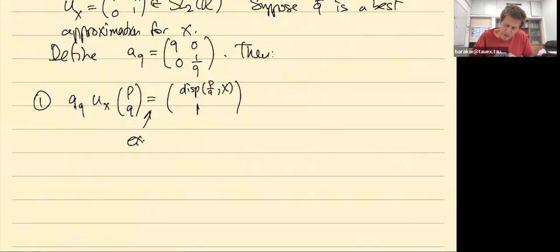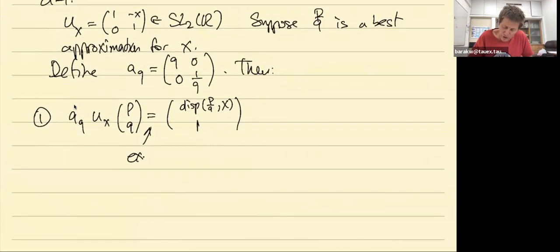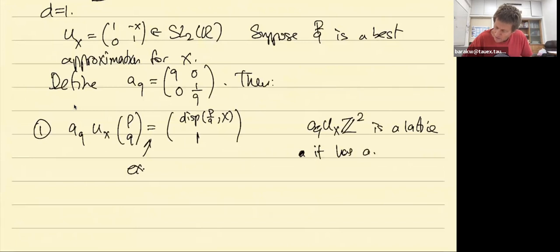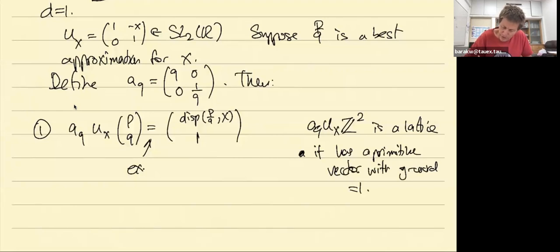So these two quantities, this quantity, the displacement, is evident in terms of this lattice. I think of UX Z2 as a lattice, and so is AQ UX Z2. AQ UX Z2 has a primitive vector with y coordinate equal to 1. So this vector here belongs to this lattice, and the 1 here is the y coordinate of this two-dimensional vector.